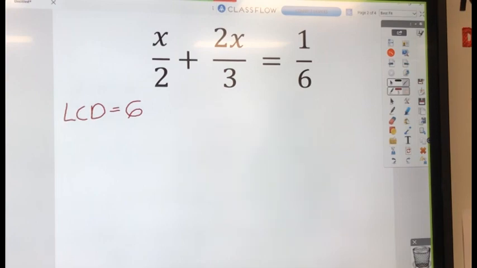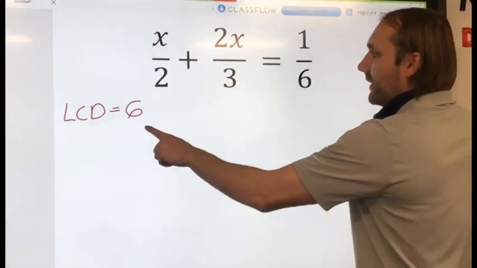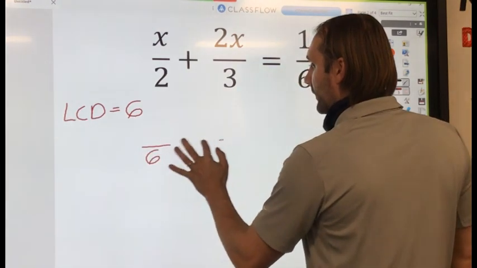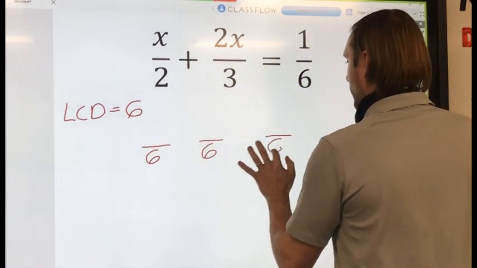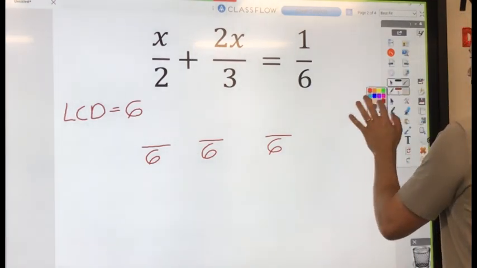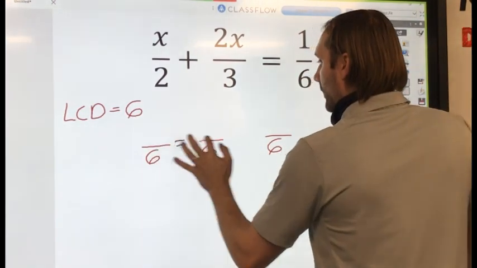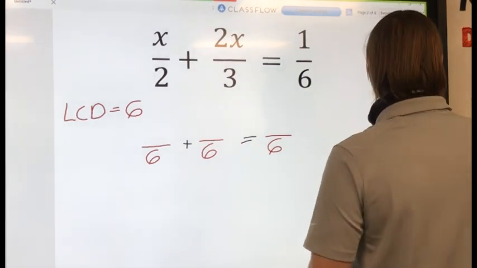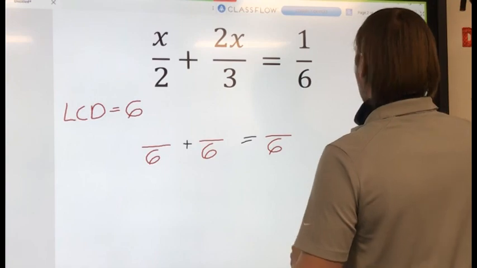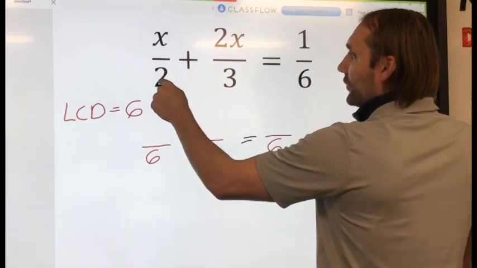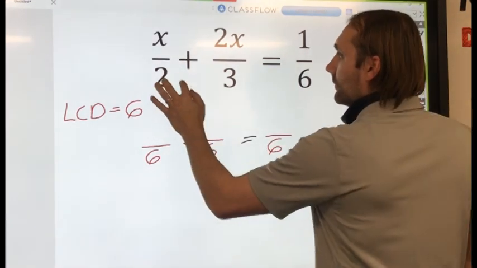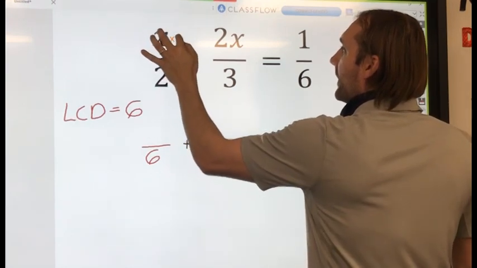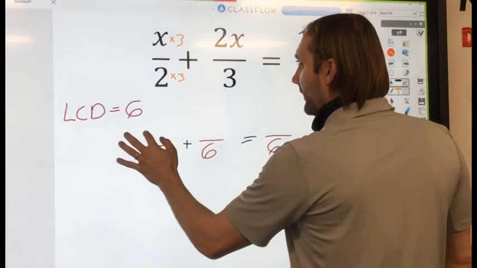So for method 2, it's asking to set the denominator to the LCD, like we should know how to do with fractions. So each of these needs to be over 6, over 6, over 6. Plus equals. Now, how do we get there? I have a 2. 2 times what equals 6? 2 times 3. So I need to also multiply the top by 3 as well. So I get x times 3, that's a 3x.